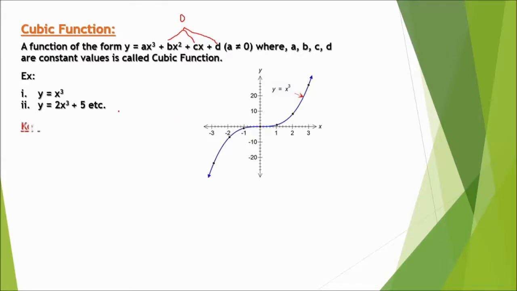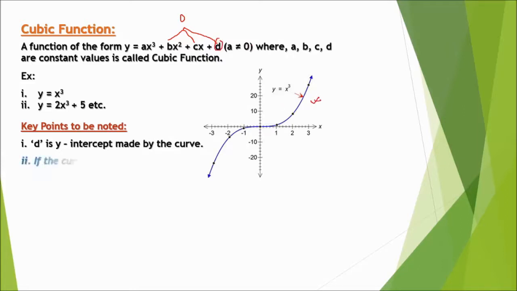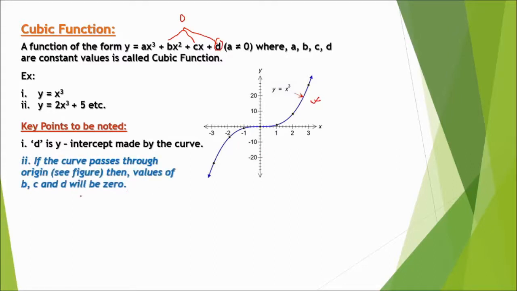So key points which we have to keep in mind. Now d is the y-intercept. This value d is the y-intercept. Here the value of d is 0 in this curve, so it passes through the origin. Now 2, if the curve passes through the origin, see in the figure, then the values of b, c, d are equal to 0, which I have already told you. The function takes the form y equals ax cube only. If the curve passes through the origin, it takes the form y equals ax cube.